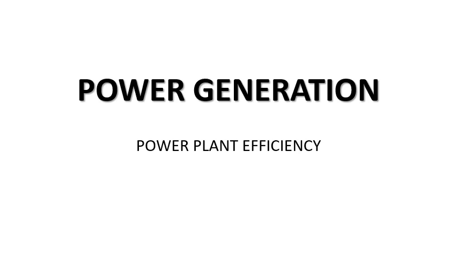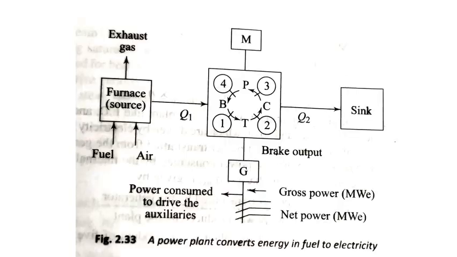Hello everyone. In today's class, we will discuss the various types of efficiencies in a steam power plant. We know that a steam power plant continuously converts the energy stored in fuel into shaft work and ultimately into electricity. The working fluid is water, which is sometimes in liquid phase and sometimes in vapor phase during its cyclic process.